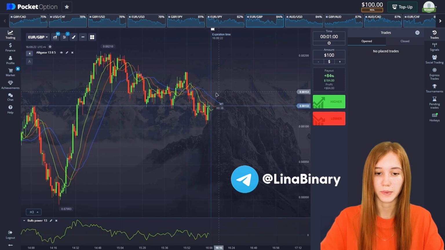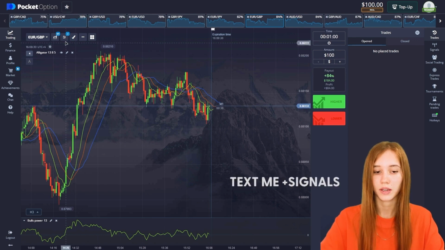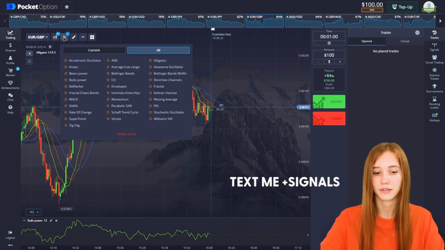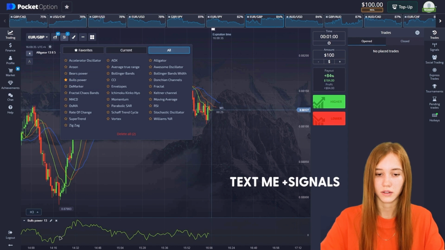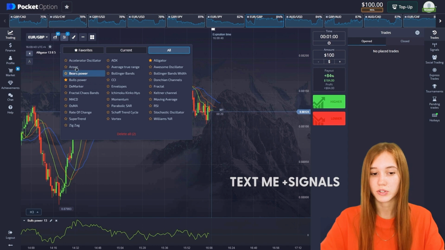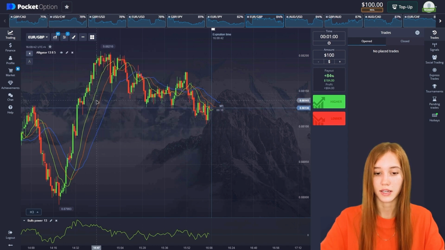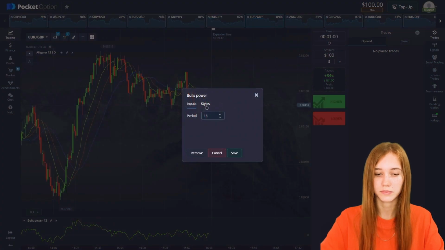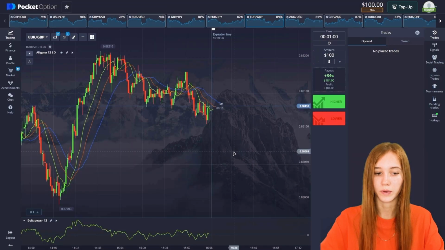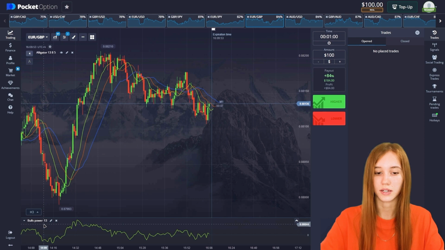Today we will use two indicators, pulse power and alligator. Here you can find these indicators and turn them on. We trade on Pocket Option. Let's talk about the indicators, starting with pulse power. I'll show you its settings.